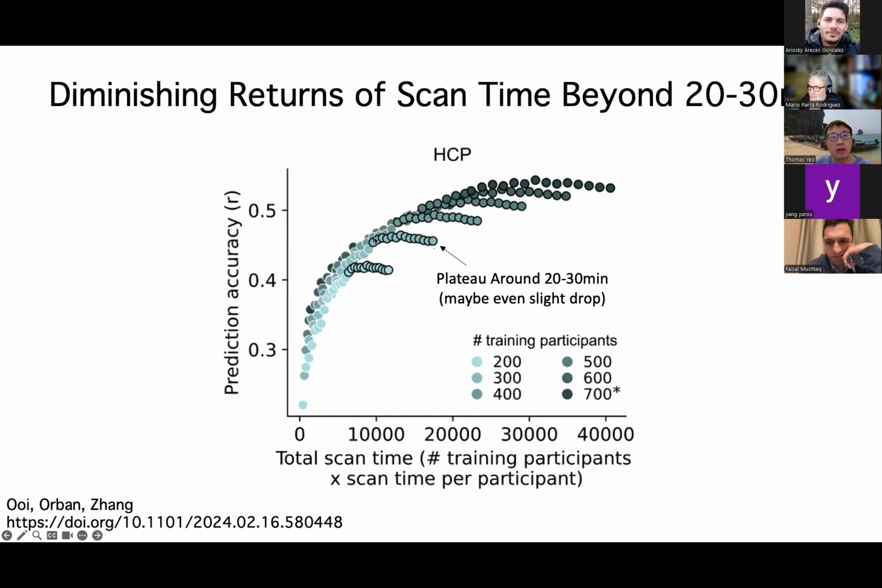So here's the cognitive factor score in the Human Connectome Project. X-axis is the total scan time. Y-axis is the prediction accuracy. We see that total scan duration explains prediction accuracy really well, except that the accuracy plateaus and maybe even slightly drops after 20 to 30 minutes of data. So overall, it seems that scan time and sample size are interchangeable up to 20 to 30 minutes of fMRI data. But there's diminishing returns for scan time relative to sample size for longer scan time. So how can we explain this?